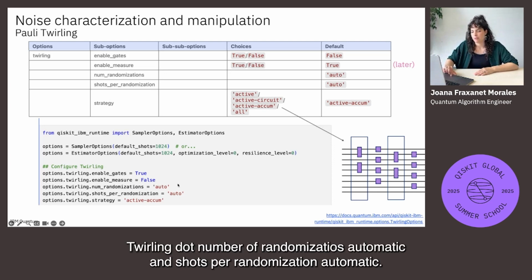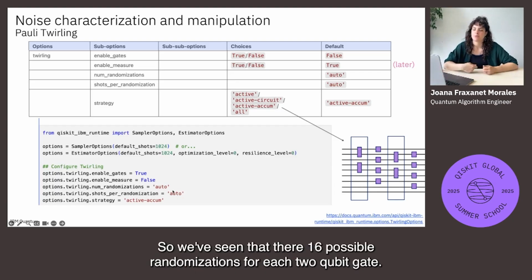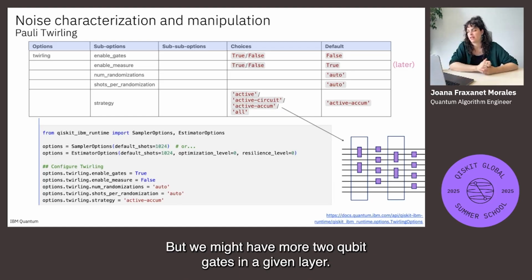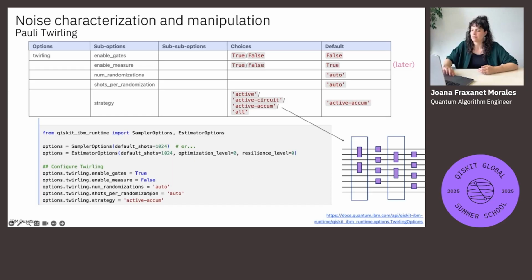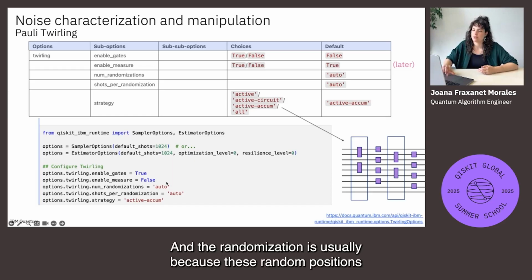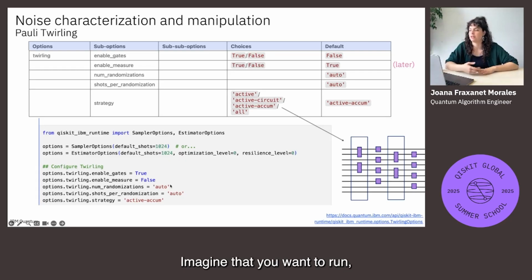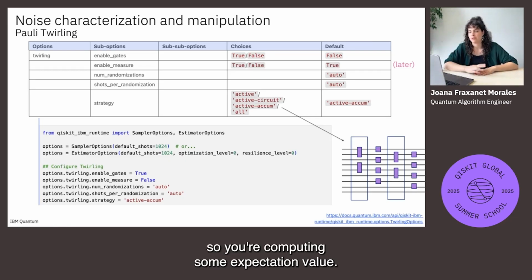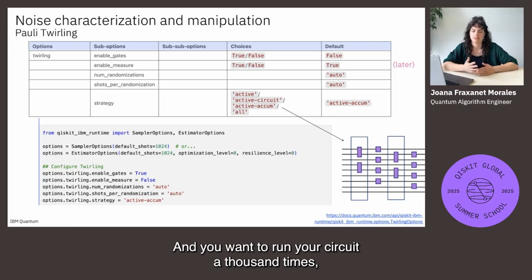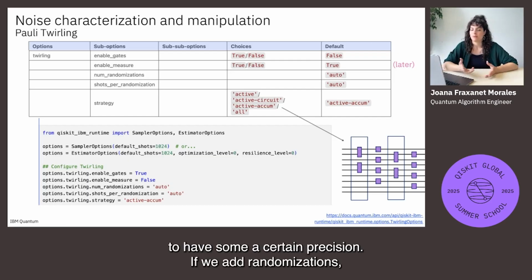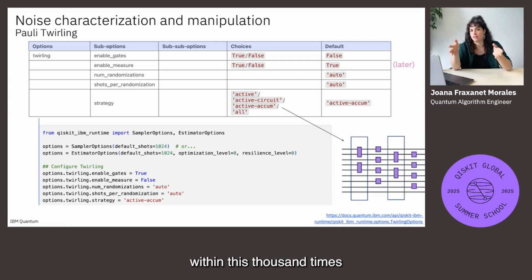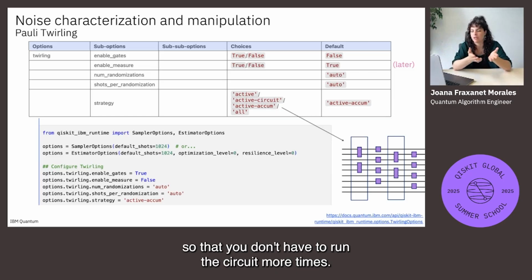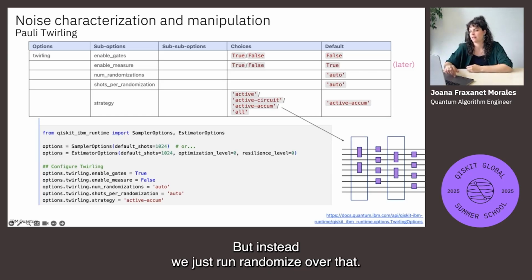Twirling number of randomizations automatic and shots per randomization automatic. Here you could put a number. We've seen that there are 16 possible randomizations per 2-qubit gate, but we might have more 2-qubit gates in a given layer. And the shots per randomization is usually because these randomizations are performed within the shots. Imagine that you're computing some expectation value and you want to run your circuit 1,000 times to have a certain precision. If we add some randomizations, these randomizations are going to be performed within these 1,000 times. So you don't have to run the circuit more times, but instead we're just randomizing over that.